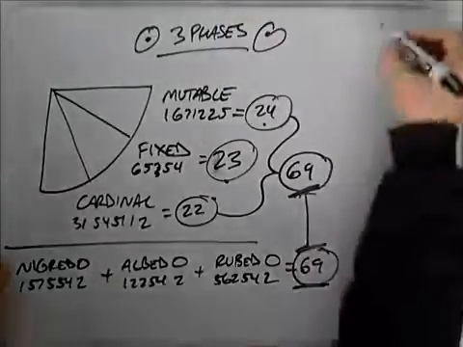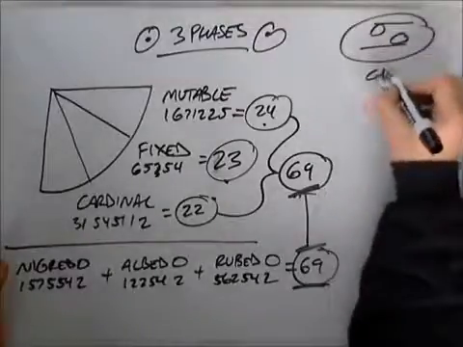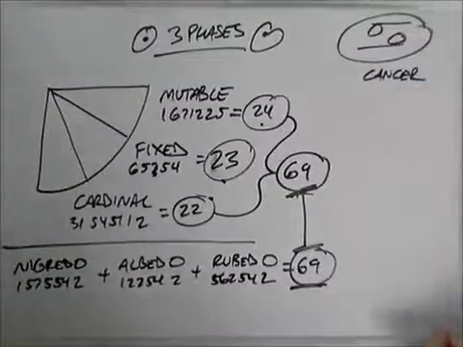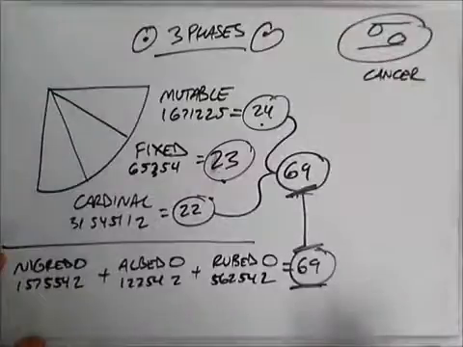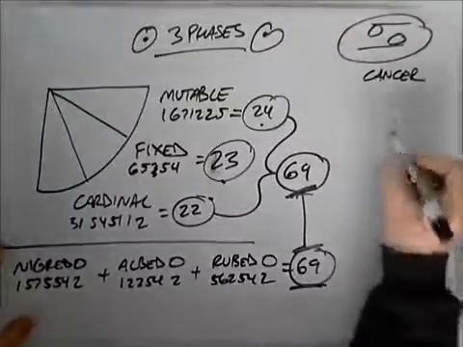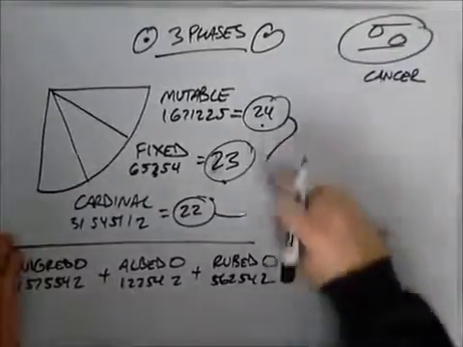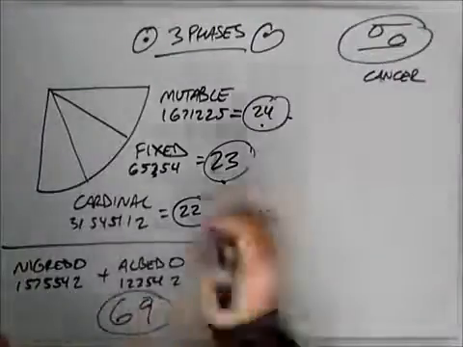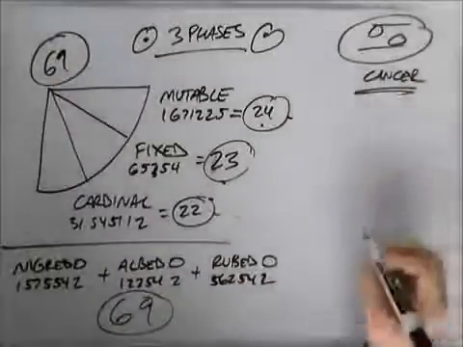Why is 69 important? We know that the sign for Cancer actually is a 6 and a 9, and you just perch it upright. So why is the 69 important? Has everybody got this? This equals 69. This equals 69. Cancer tells us about 69.